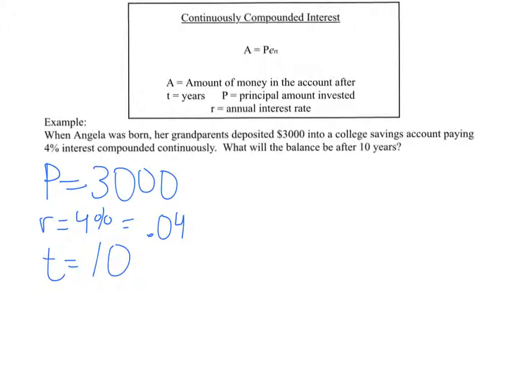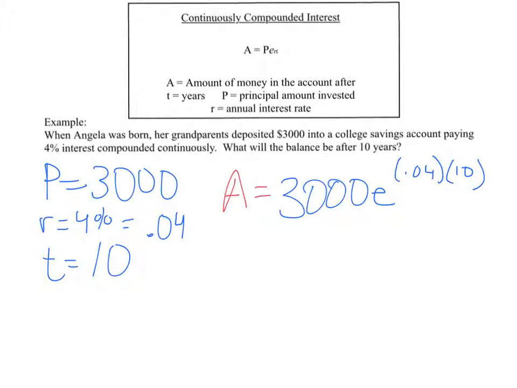So when we go and look at our equation, the only value we're missing is A. So A is what we're solving for. We're going to plug everything else in. So we have 3,000. Remember e, we're going to leave that as e because that's actually a number. And then raised to the power of 0.04 times 10. And I can do a little bit of simplifying here. I can do 0.04 times 10, and that's going to give me 0.4. So I have 3,000 e to the power of 0.4.